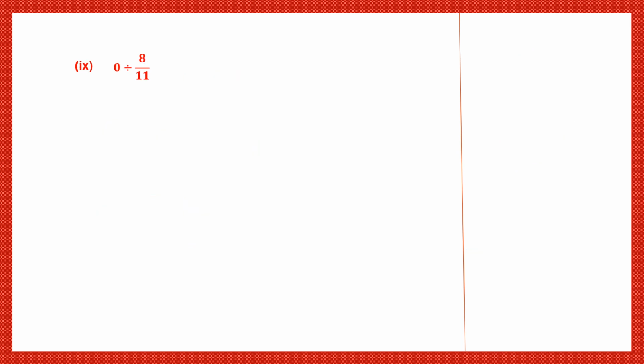Question 9. 0 divided by 8 by 12. So this becomes 0 into 11 by 8. Now we know that when you multiply any number by 0, your answer will be 0. So the answer to this question is also 0.